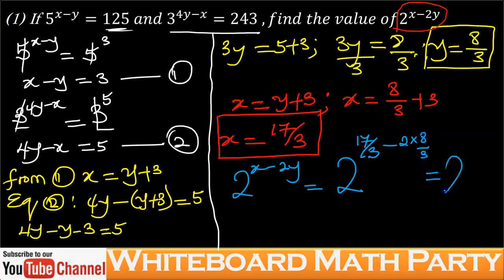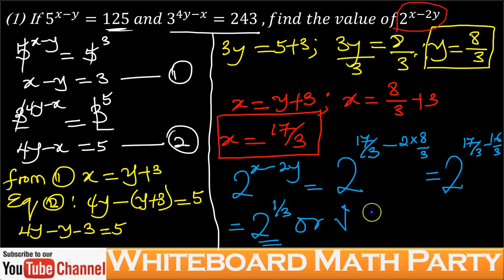Okay, let's work this out. Now we have 2 to the power of 17 upon 3 minus 2 times 8, which is 16, so 16 upon 3. Now it's easier to solve. Our final answer is going to be 2 to the power of 17 minus 16, which is 1, so 1 upon 3. You can leave your answer exactly like this, or you can further simplify it in root form, since this is the third root of 2. So you can write it as the third root of 2. Any of these is acceptable as the final answer.